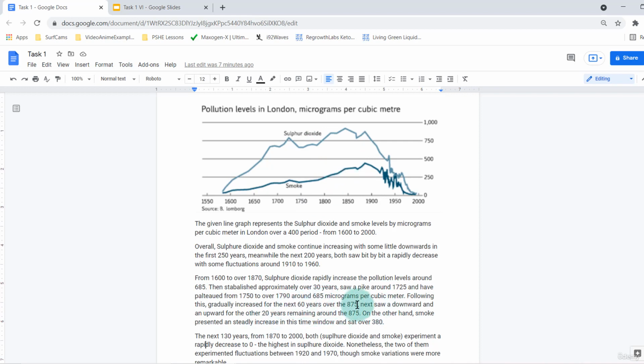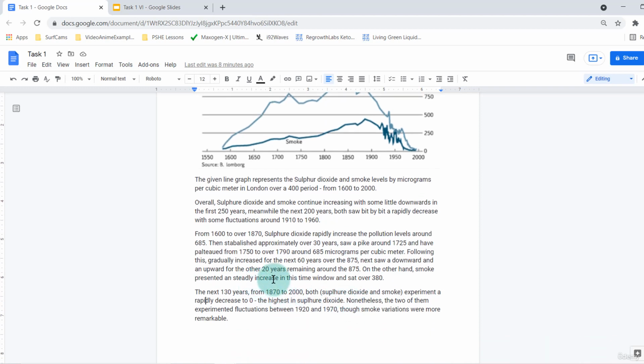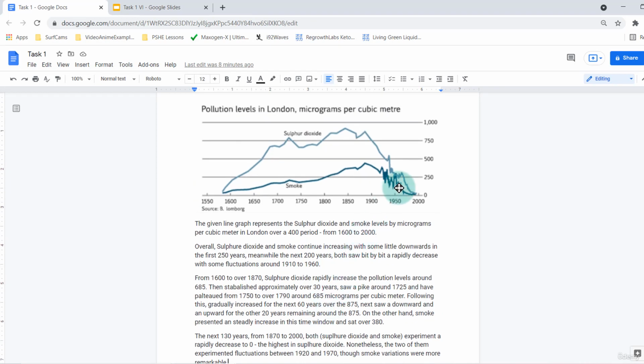For the next 60 years, over the 875. Next saw a downward and an upward for the other 20 years remaining, around the 875. On the other hand, smoke presented and steadily increased in this time window and sat over 380. The next 130 years from 1870 to 2000, both sulfur dioxide and smoke experimented rapidly decreased to zero, the highest in sulfur dioxide. Nonetheless, the two of them experimented fluctuations between 1920 and 1970, though smoke variations were more remarkable.